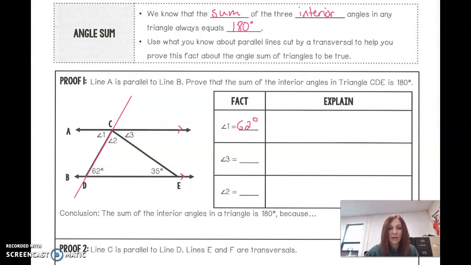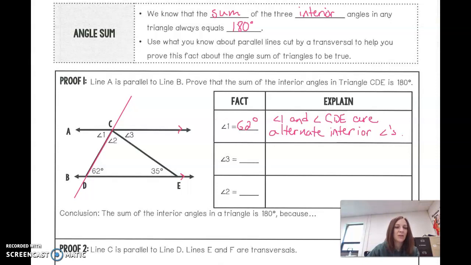Fact. And the reason is, angle 1 and angle CDE, that's the 62 degree one, are alternate interior angles. We know alternate interior angles are congruent.